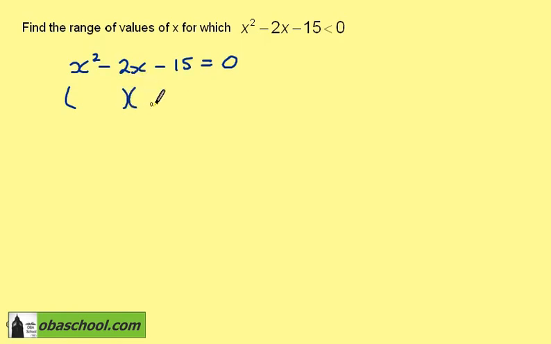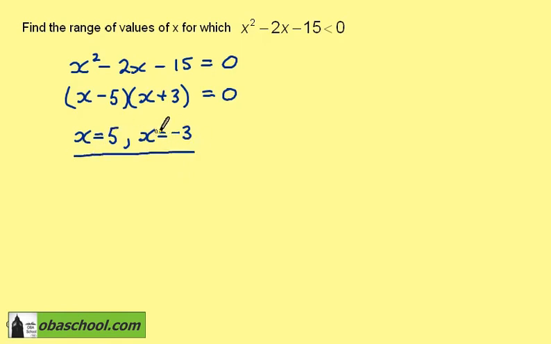It factorizes into two brackets, x and x, minus 5 and plus 3. x squared, minus 15, take away 5x plus 3x gives us the minus 2x. So therefore x is equal to 5, or x is equal to minus 3.